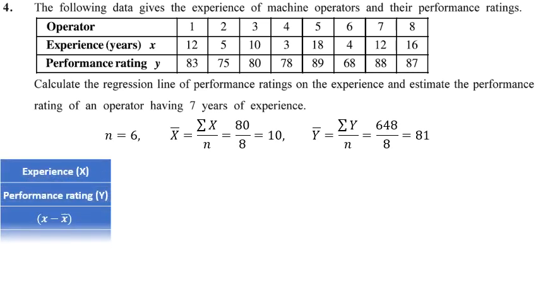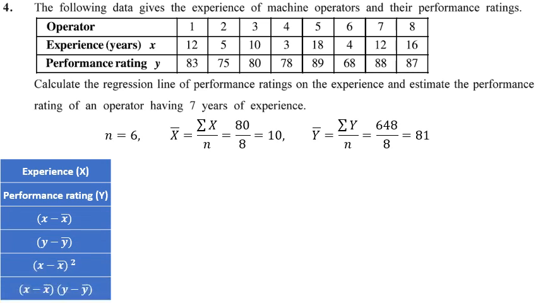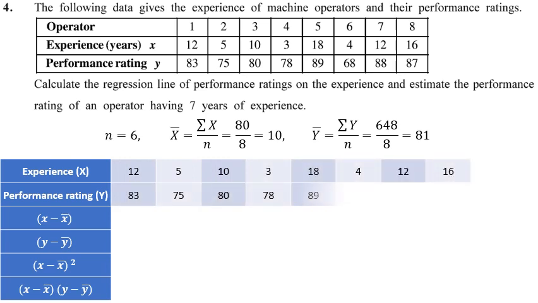For that, start with the columns: the experience, the performance rating, the X minus X bar, Y minus Y bar, X minus X bar square, and X minus X bar into Y minus Y bar. Start by writing down the question itself. Be very careful while you are copying down the values. If you make a minor mistake, it is going to cost you your whole sum.